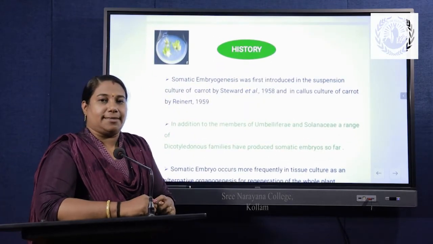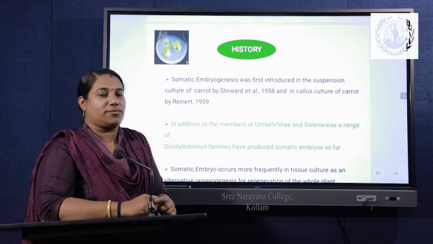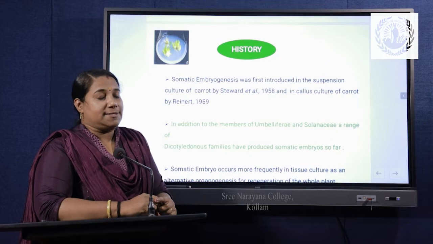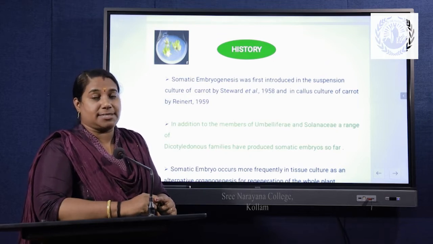It should be understood that the somatic embryo has no vascular connections with the connecting cells.